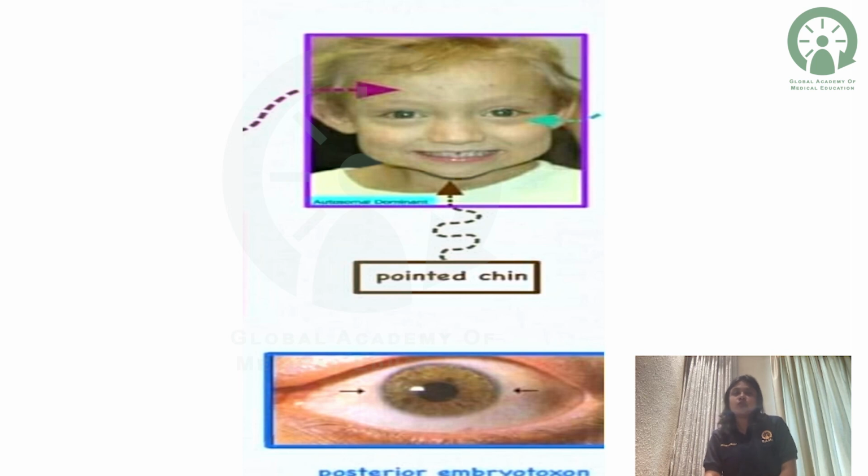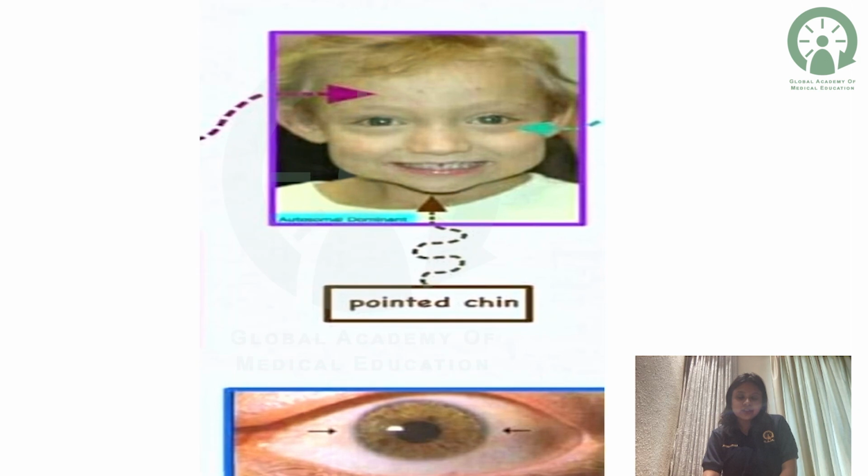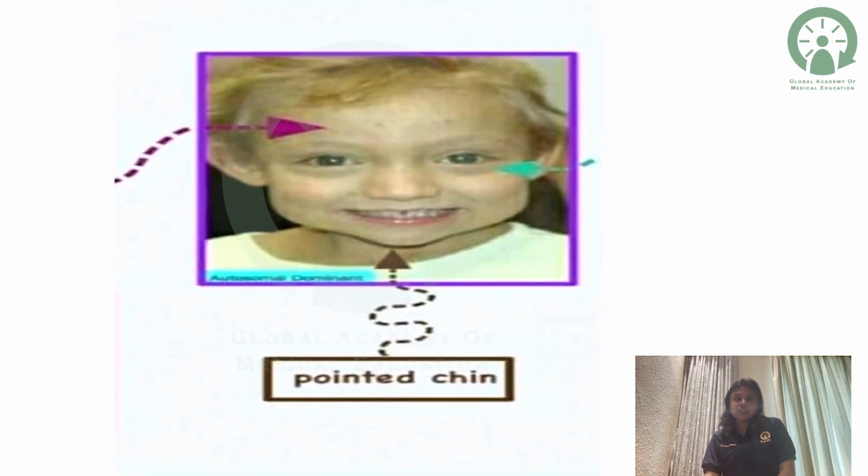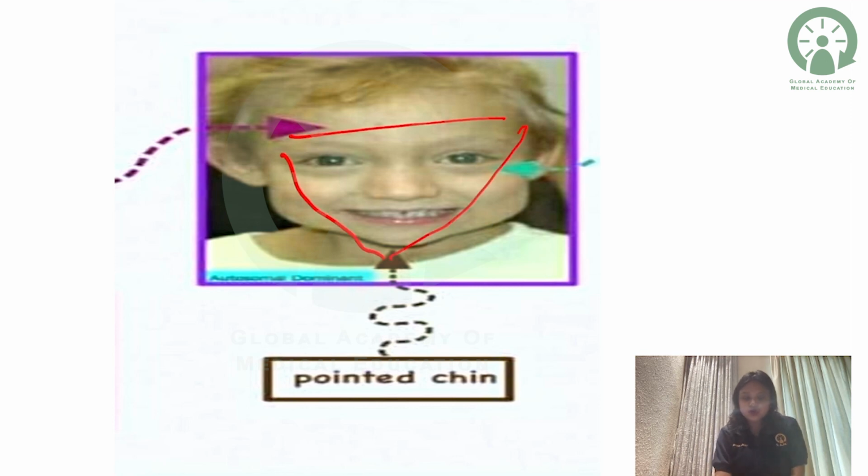Now, next we are going to do a syndromic condition. So, first let us look at the face. There is facial dysmorphism, and can you find out that there is a pointed chin with broad forehead? Okay, and this is known as a triangular facies. So, triangular facies or facial dysmorphism.